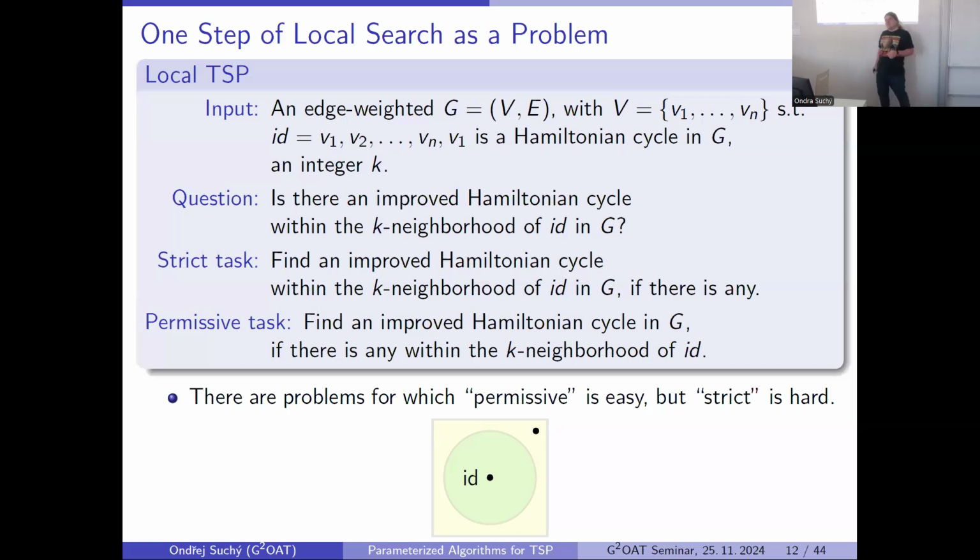Wait, so permissive means somebody promised you that this exists? No. It means that I allow you to report a cycle that is not within the neighborhood. I'm happy with any improved cycle, but you should be able to report an improved cycle if there is one in the neighborhood. But the cycle that you give me doesn't have to be in the neighborhood. So in particular, if the neighborhood specified is this circle, I am fine if you are able to search a larger neighborhood and find an improved cycle in the larger neighborhood, like this one. Okay? But in the strict task, I insist on this new cycle being within the neighborhood, which might be hard to check or hard to achieve.